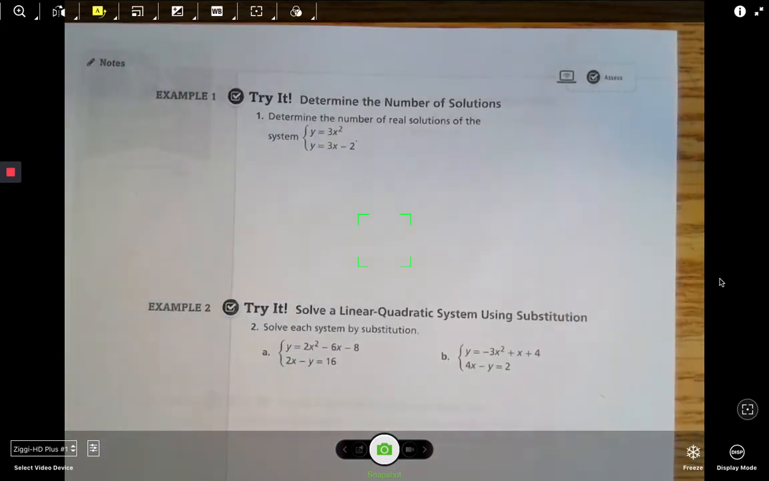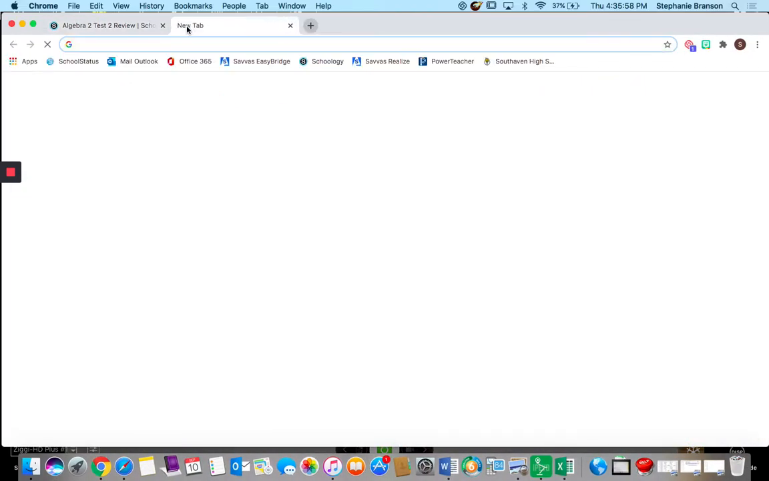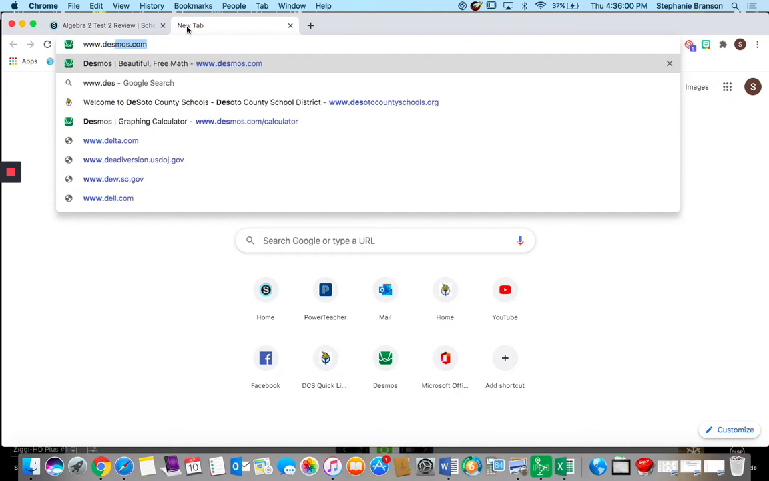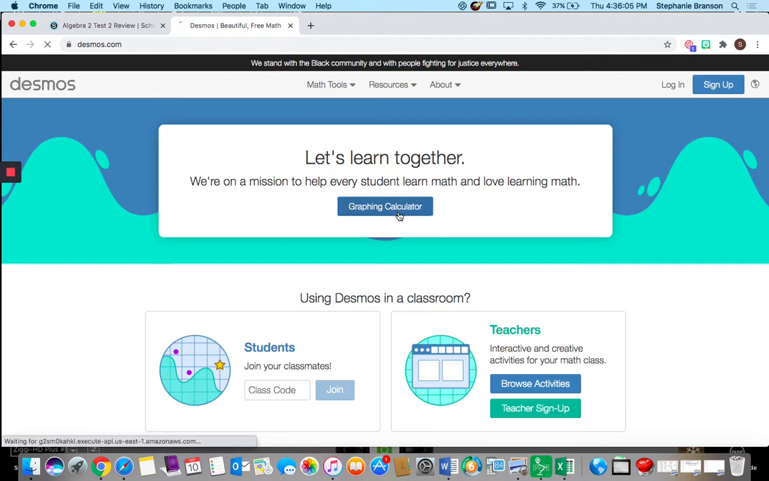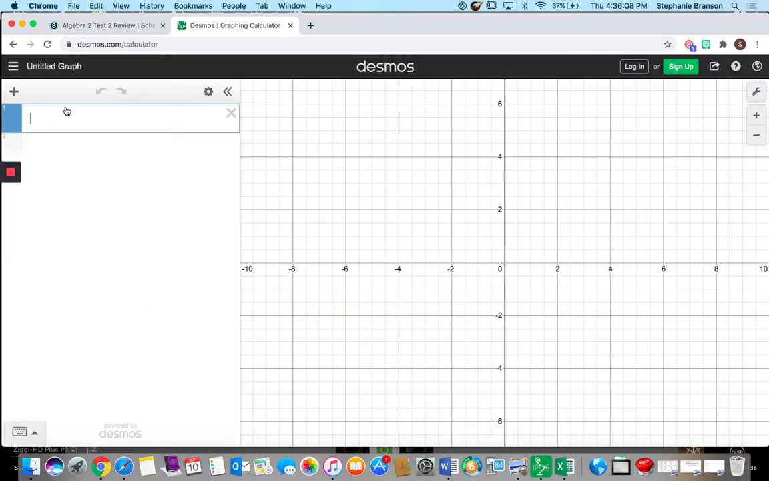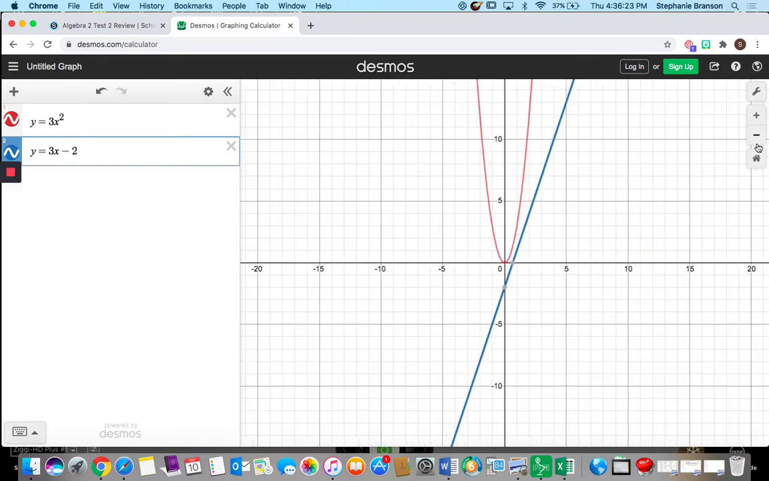Alright, so now they want us to try to determine the number of solutions. This is where that Desmos is going to come in very handy for you guys. I know we used it some last chapter, so we're going to look at it more today. And we've got y is equal to 3x squared, and y is equal to 3x minus 2. Let's take a look at this. Determine the number of real solutions this has.